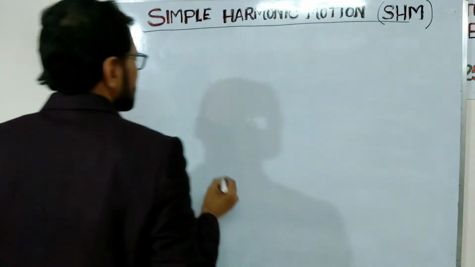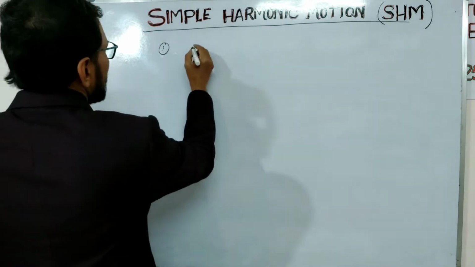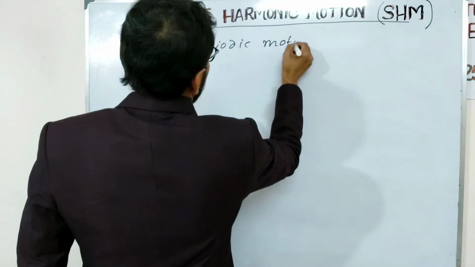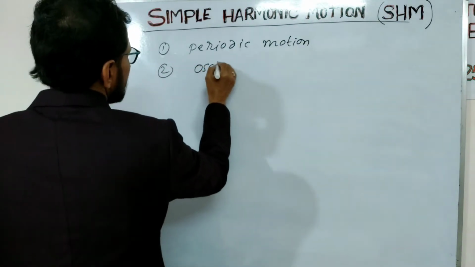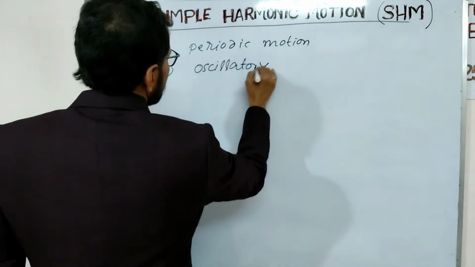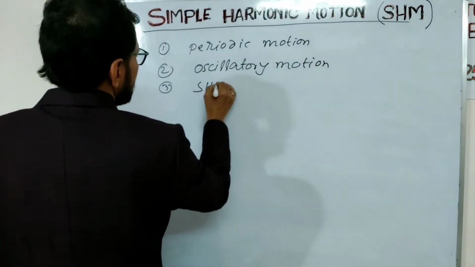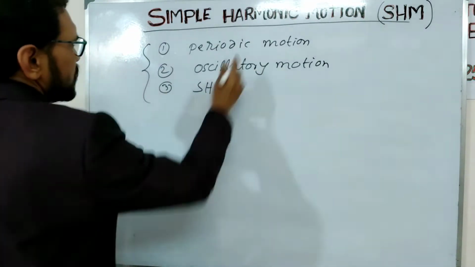Harmonic motion. In simple harmonic motion, first we understand what is periodic motion, second, oscillatory motion, and SHM, that is simple harmonic motion. So what is periodic motion?